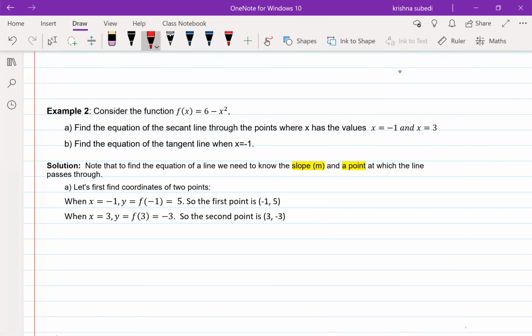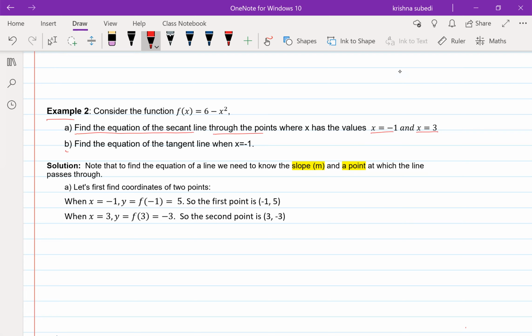Okay, example 2. Consider the function f of x equals 6 minus x squared. Here we need to find the equation of the secant line through the points where x has the following values, x equals -1 and x equals 3. In part B, we need to find the equation of the tangent line when x equals -1.